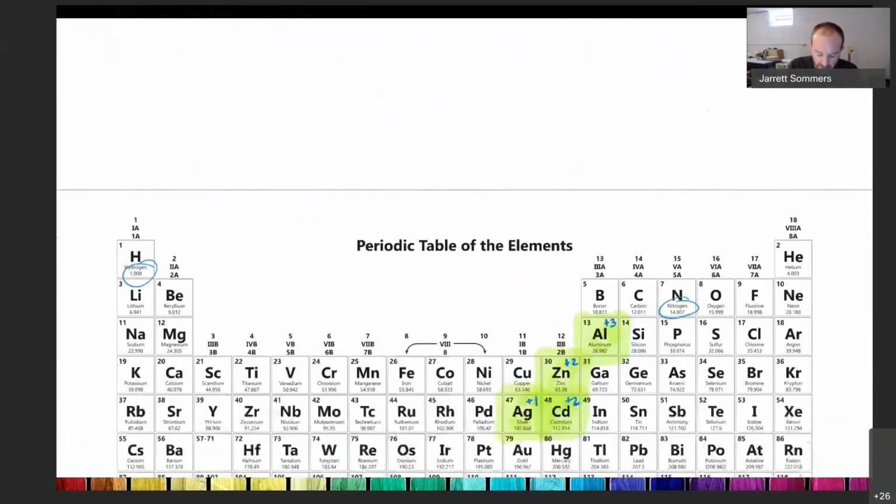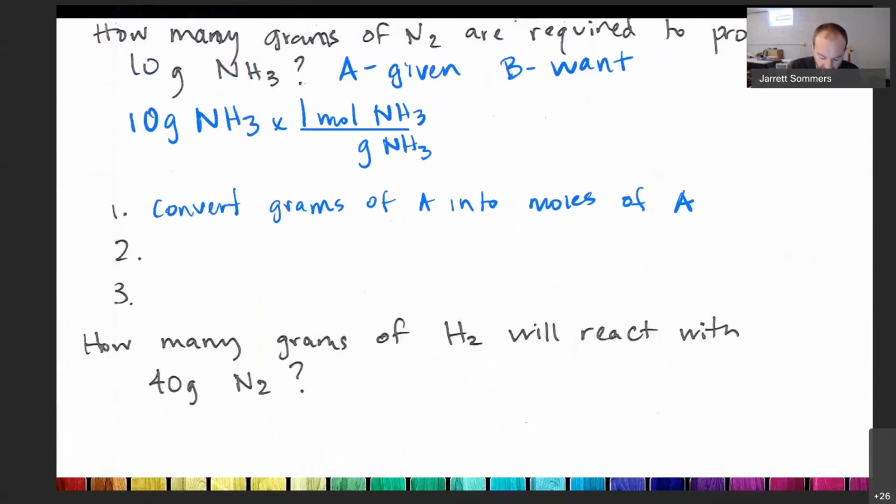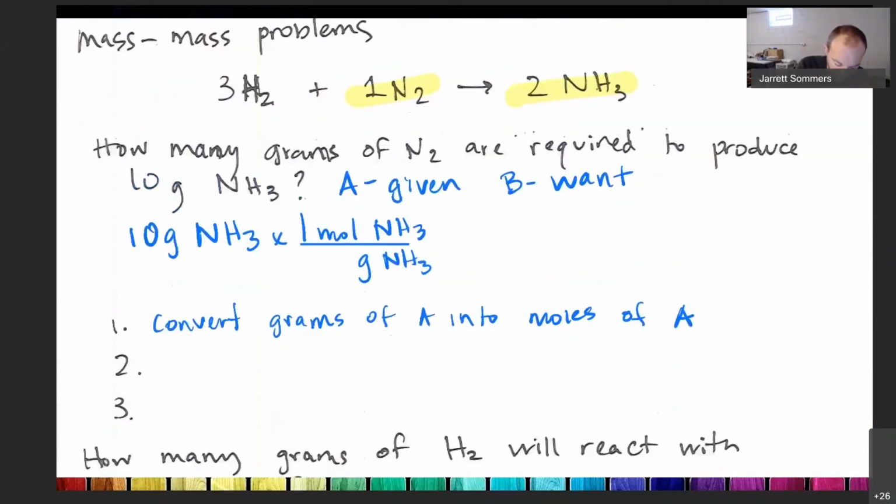I'm going to write it up at the top here so it's out of the way. 14 for nitrogen, plus 1 for hydrogen, but there are 3 of them, so plus 1 times 3 for hydrogen. That equals 17 grams. So the molar mass of ammonia is 17 grams per mole. I got it from the periodic table. Does that ring a bell? That looks familiar to you, I hope. It's been a while, so it's understandable if you don't remember, but that's what we'll be doing for these problems. Any questions on where I get the 17 from?